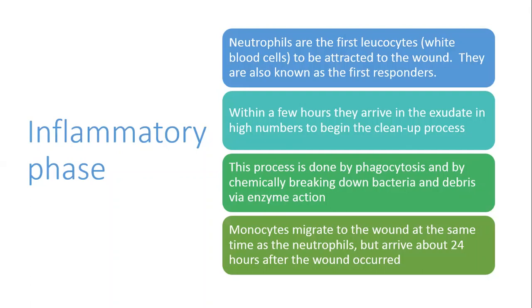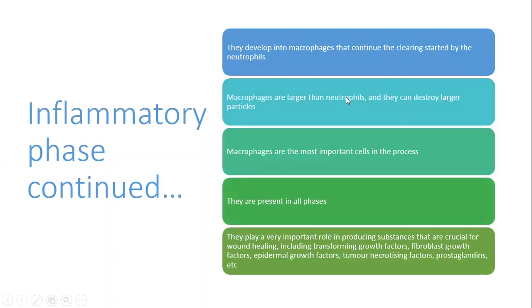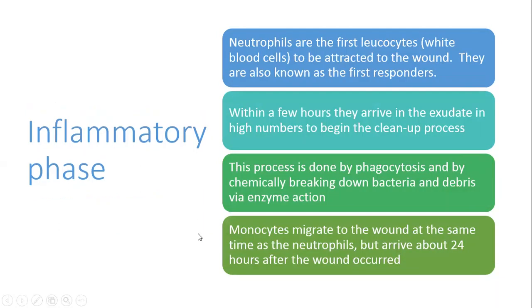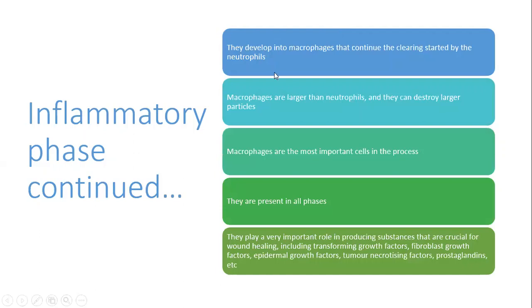All right, so monocytes migrate to the wound at the same time as the neutrophils, but they arrive only after 24 hours after the wound has occurred. Okay, so the neutrophils, first responders, are there first and they need to start cleaning up. So when we say monocytes arrive after 24 hours, these monocytes develop into macrophages that continue the clearing started by the neutrophils.